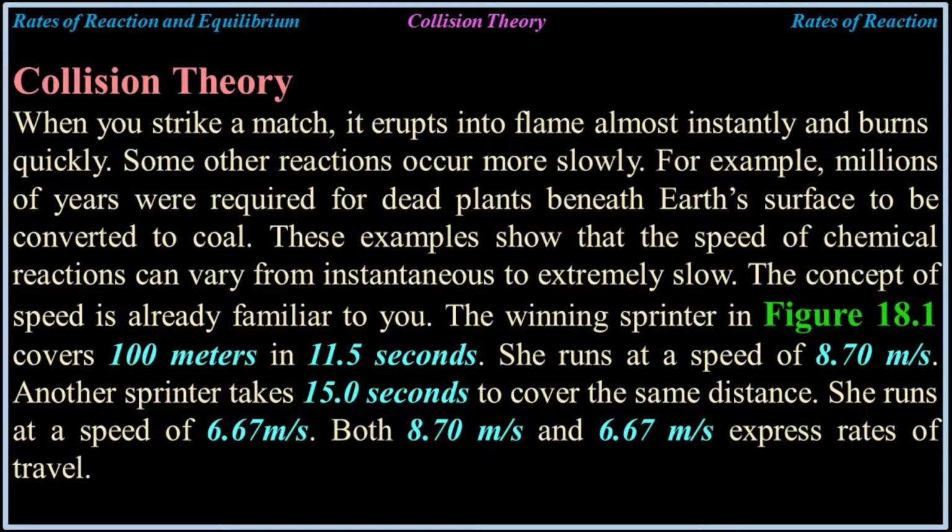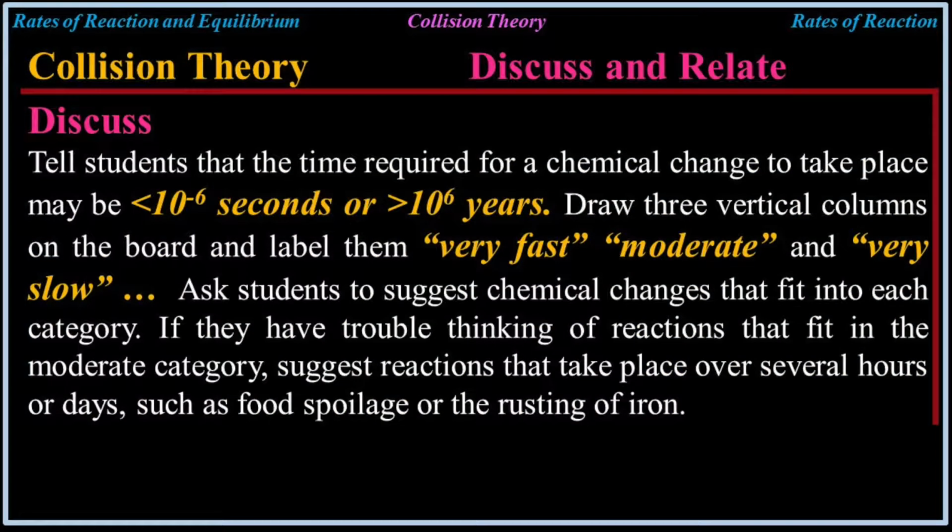The concept of speed is already familiar to you. The winning sprinter in figure 18.1 covers 100 meters in 11.5 seconds. She runs at a speed of 8.70 meters per second. Another sprinter takes 15 seconds to cover the same distance. She runs at a speed of 6.67 meters per second. Both 8.70 meters per second and 6.67 meters per second express rates of travel.